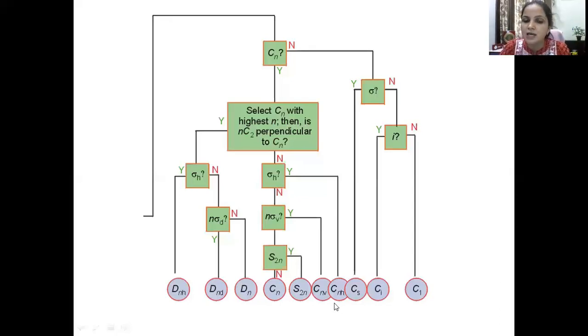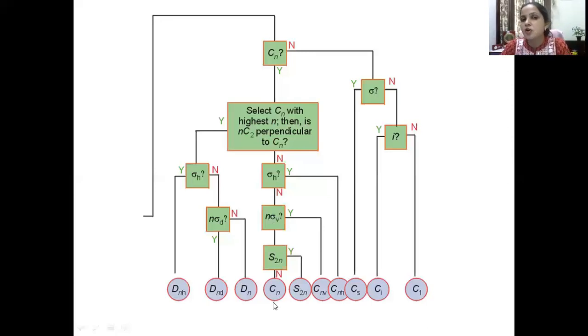I am repeating it again. We will look for whether there are some planes or not. The plane could be a horizontal plane or a vertical plane. If both the vertical and horizontal planes are present in the molecule, then the preference will go to the horizontal planes. And if the vertical planes are there and along with that there is an improper rotation axis, then that point group is assigned as Sn. And if there is no improper rotation axis, then the point group is assigned as the Cn point groups.